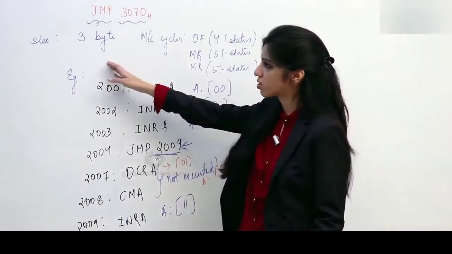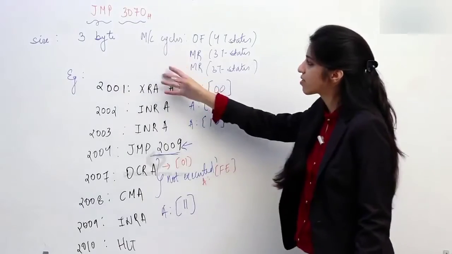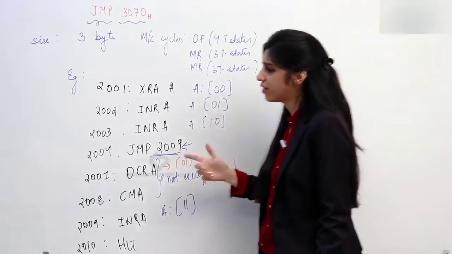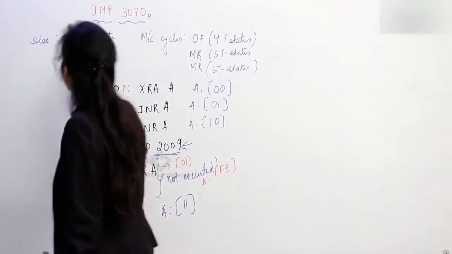It is a 3-byte long instruction. The size of this instruction is 3 bytes and it has 3 machine cycles: opcode fetch and 2 memory reads. Next, we have conditional jump.